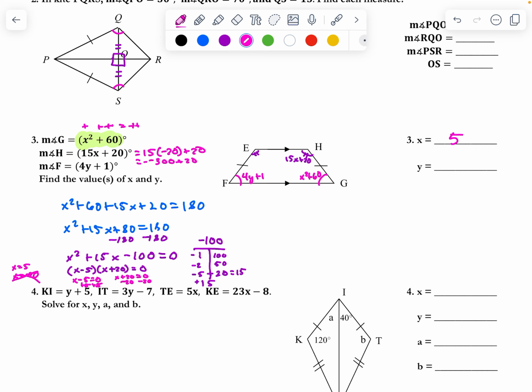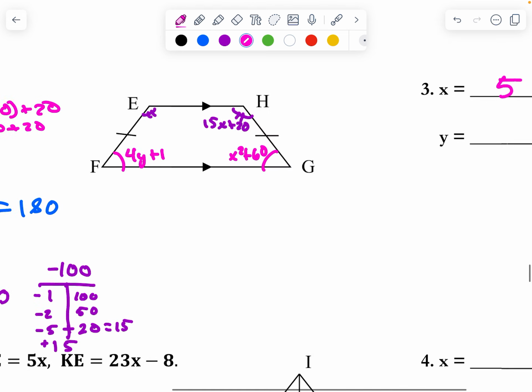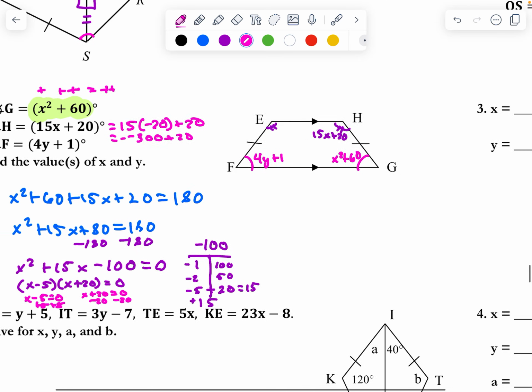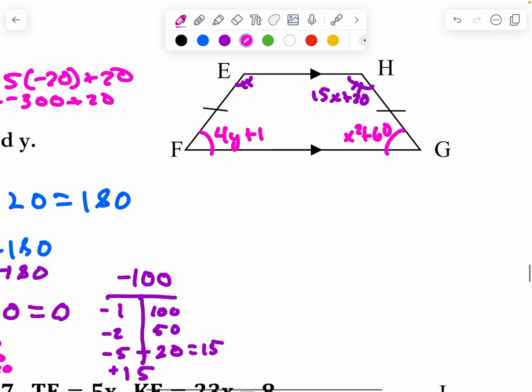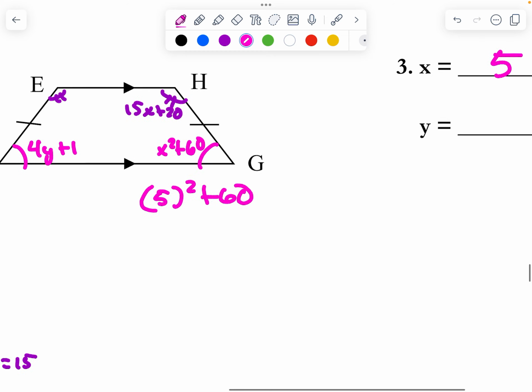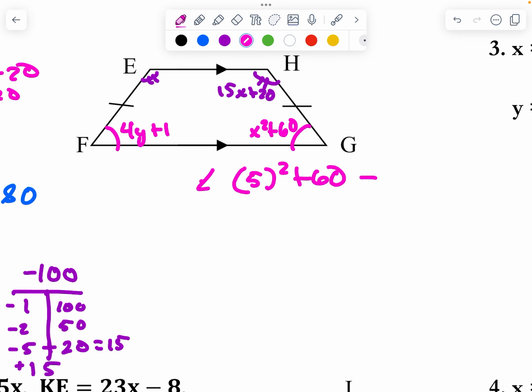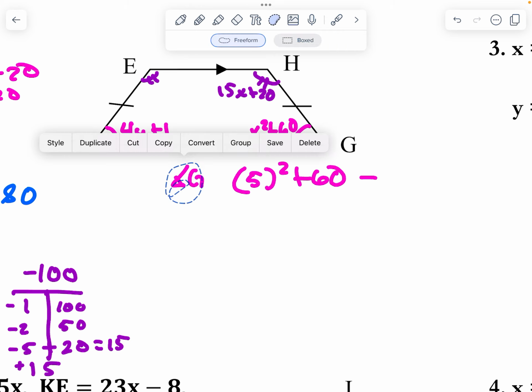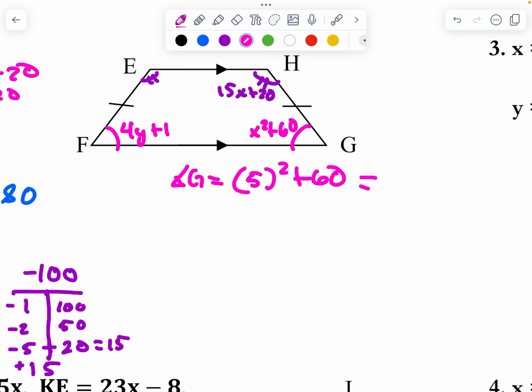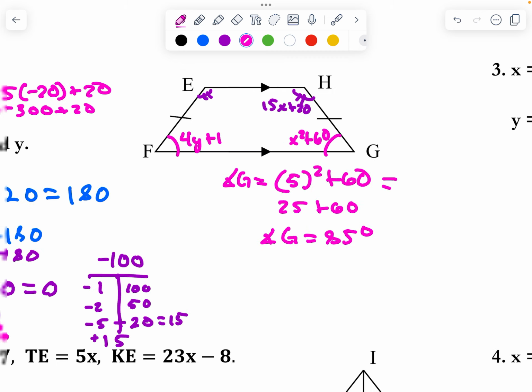Now we're going to go ahead and plug that 5 into the x, because again, we're trying to find y. So we're finding this. If I plug in x into here, 5 squared plus 60, remembering that x is equal to 5, I end up getting that angle G is equal to 25 plus 60. So angle G is equal to 85. Awesome. So I found that, but why is that helpful?